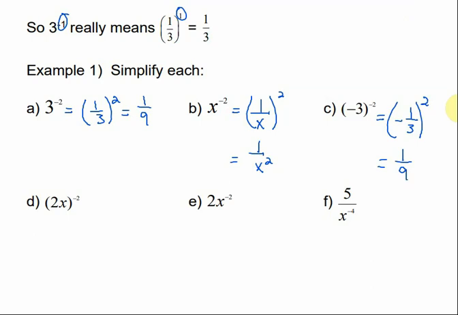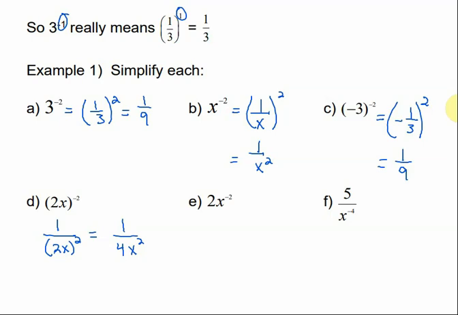For D, the whole thing is in parentheses, so that means the whole thing has to get flipped because it's being raised to a negative power. So it would be 1/2x squared, which would be 2 squared is 4, x squared. But for E, the only thing that's being raised to that negative power is the x. So the only thing that's going to get flipped is x.